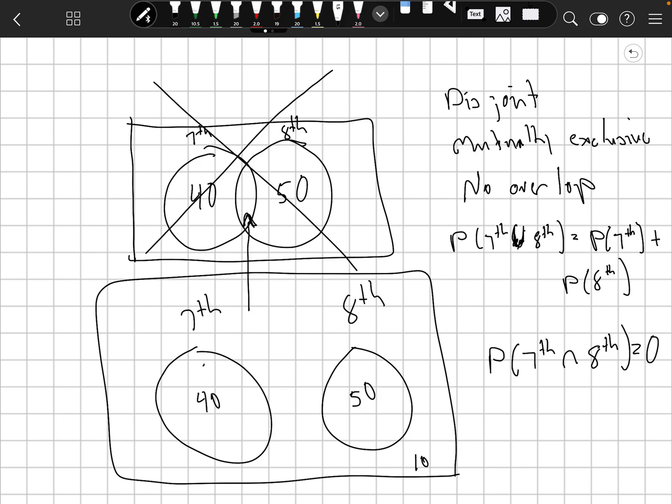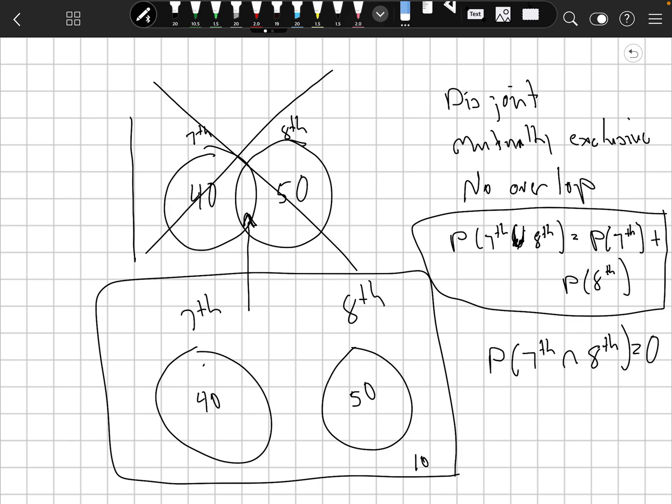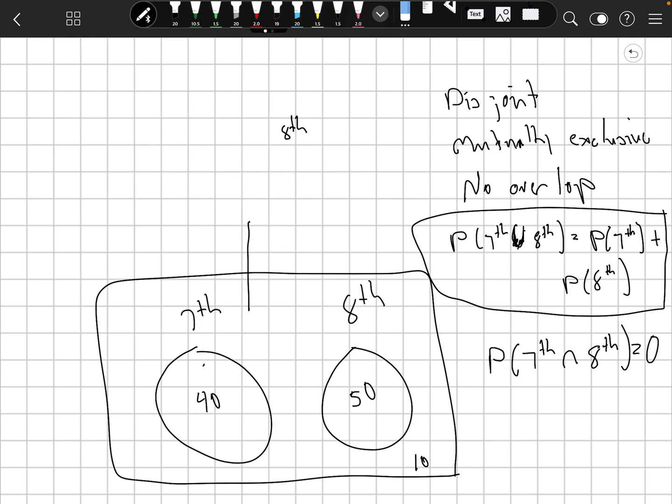So you can think of it as subtraction if you want, but really all you have to do is probability of 7th plus probability of 8th when the events are mutually exclusive, disjoint, or in other words, not overlapping. So let's do this. I'm going to clear out a little bit of space. So I'm going to clear out this here.